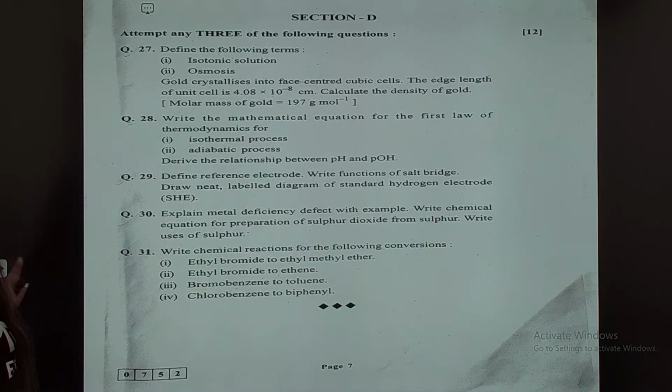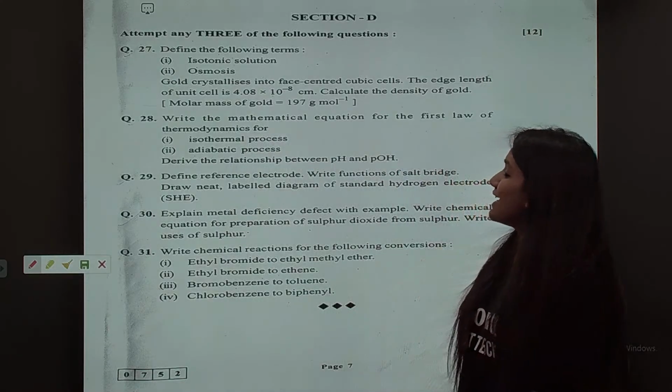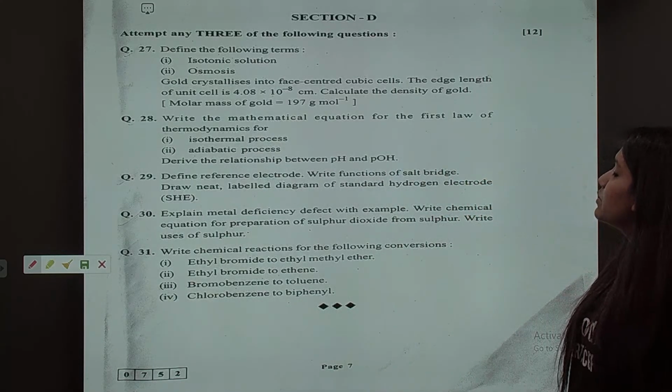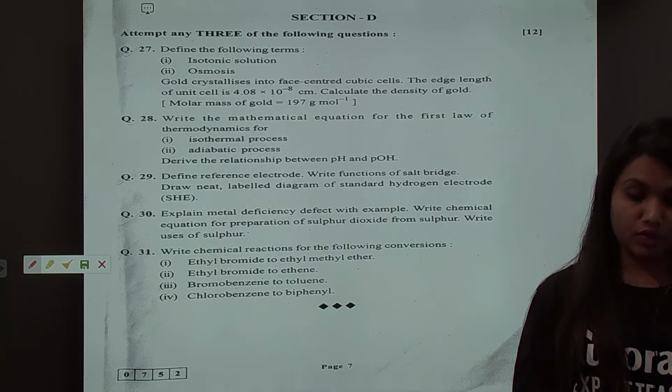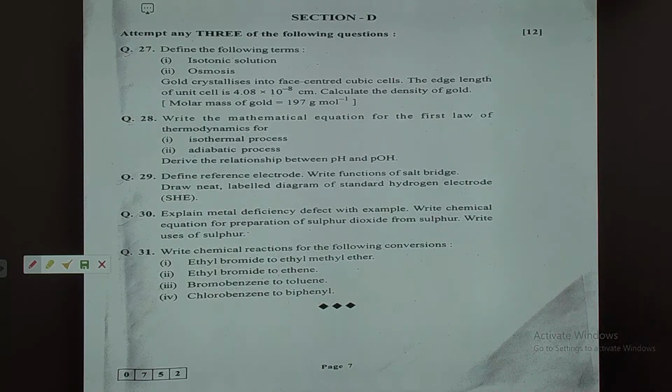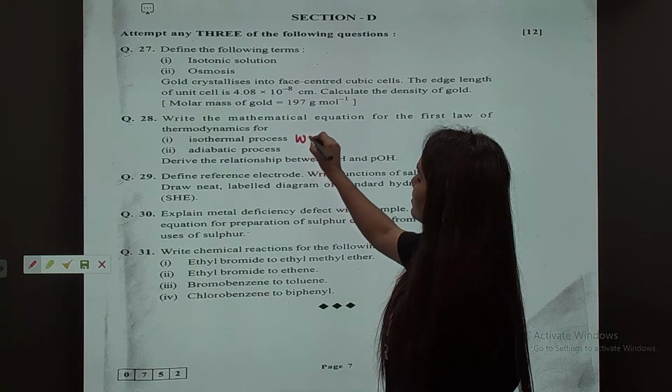Alright, moving on to the next one now. Question number 28, all of you. Question 28 is: write the mathematical equation for the first law of thermodynamics for the isothermal process. When I say isothermal process and we are supposed to write down the mathematical equation, it's quite simple. W is equal to minus Q, right?